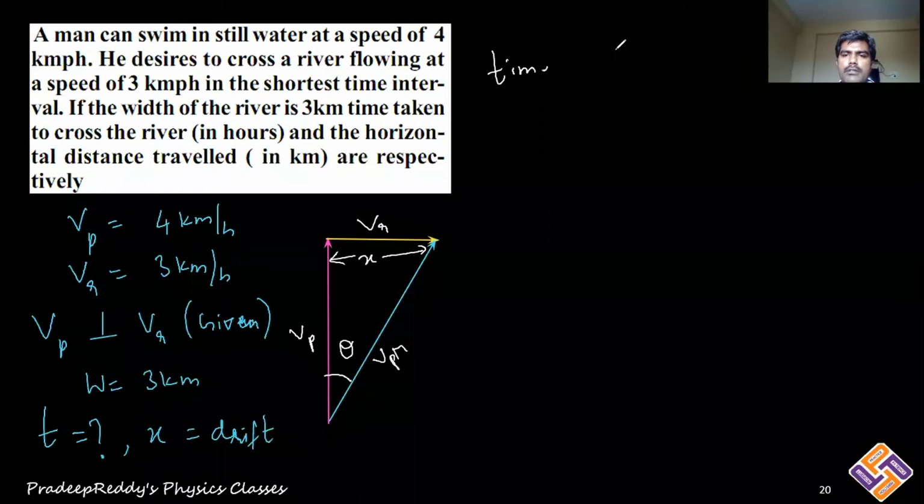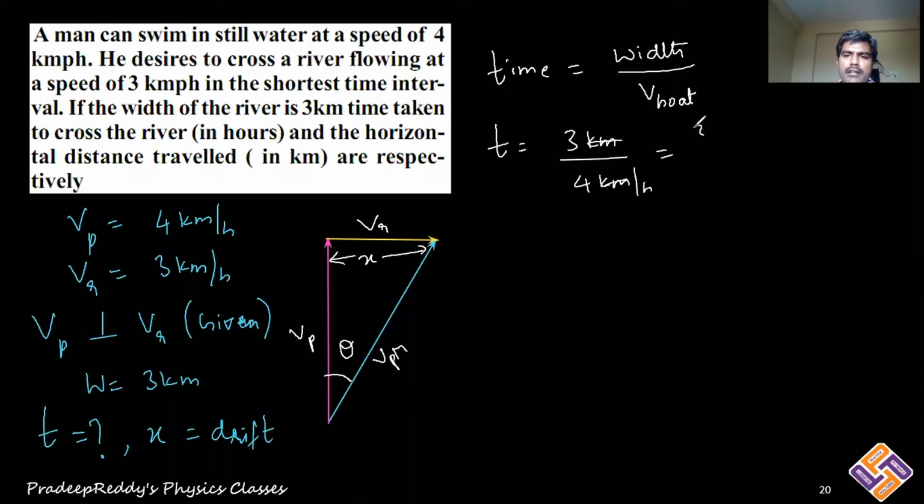Time taken is equal to width of the river divided by velocity of the boat. So time taken is equal to width of the river, 3 km, divided by velocity of the boat, which is 4 km/h. But instead of boat, here velocity of the person you need to take. Kilometer gets cancelled. That is 3/4 hour. That is time taken to cross the river.